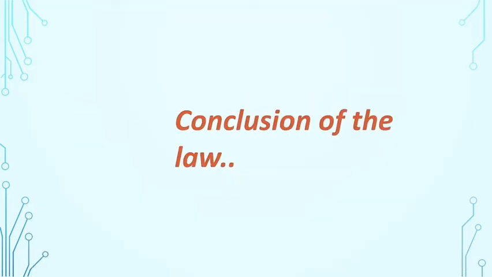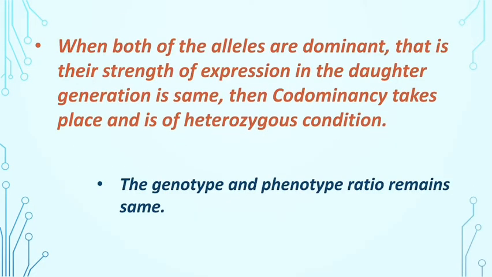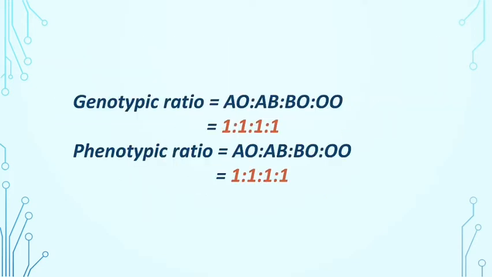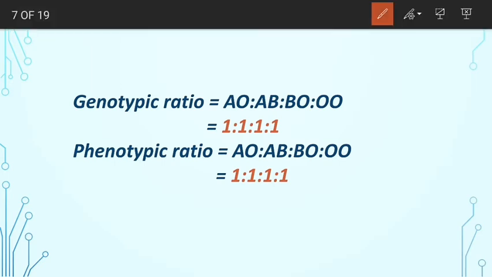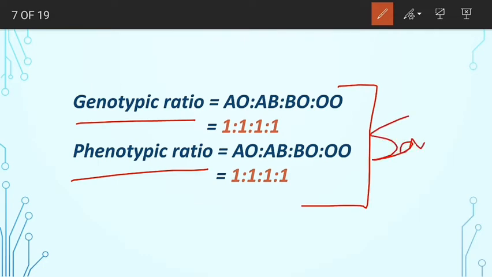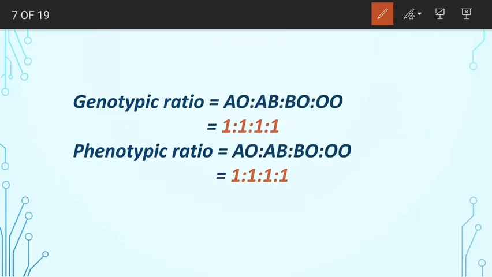And the genotype and phenotype ratio remains the same, that is 1:1:1:1. In both of the cases the genotypic and the phenotypic ratios are the same.